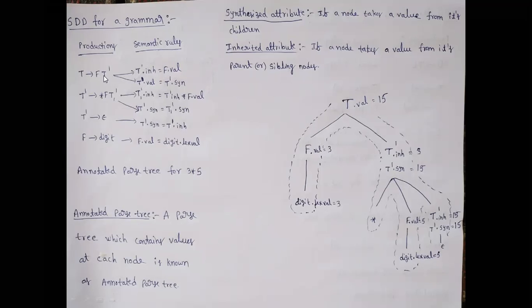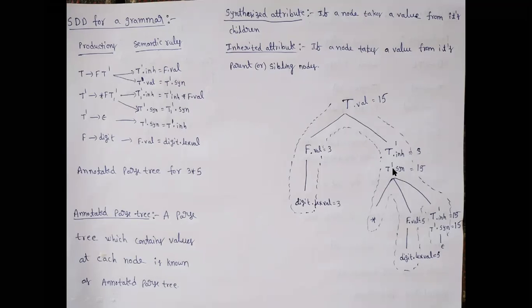Here the sibling of T dash is F, so we replace F dot value into T dash dot inherited. What is the sibling value? F dot value is equal to 3. So here we write T dash dot inherited is equal to 3.